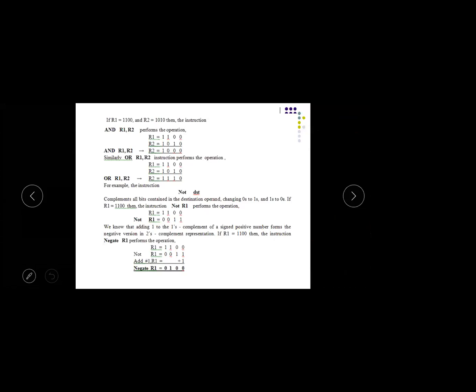We know that adding 1 to the 1's complement of a signed positive number forms the negative version in 2's complement representation. Negate R1 is nothing but changing the sign. Plus R1 is changed to minus R1. This is called negation. Negate R1 is just changing the sign of the number: plus R1 changed to minus R1, or minus R1 changed to plus R1.